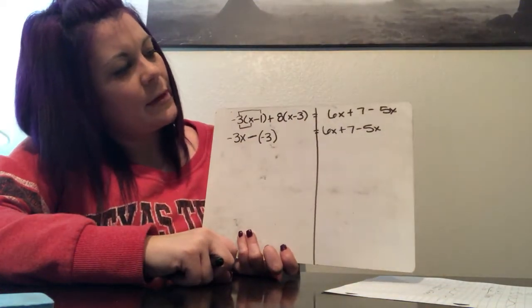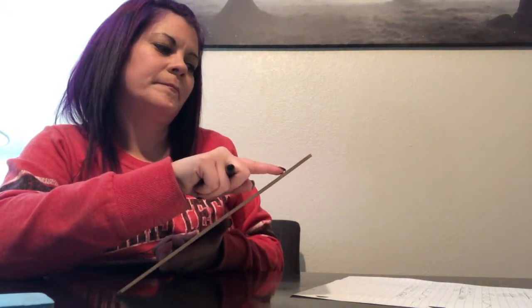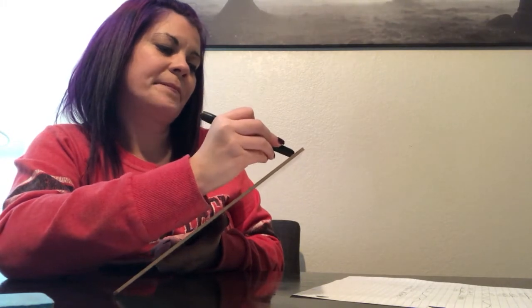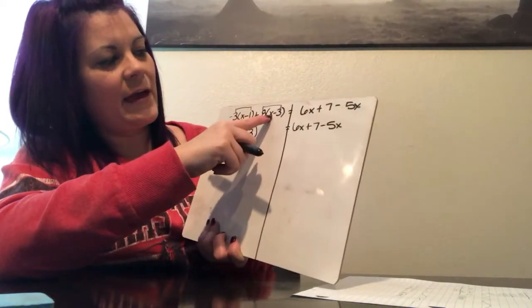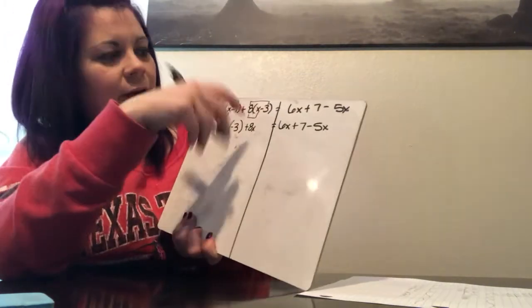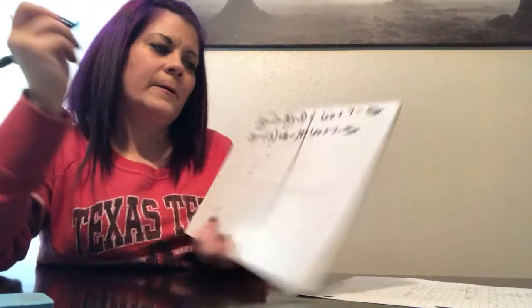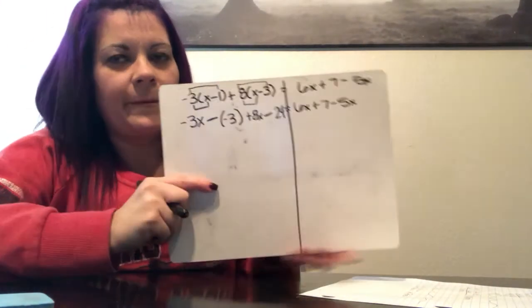Okay? And then I'm going to distribute the 8. So 8 times x is 8x, and it's going to be a positive 8x, so you can just write plus 8x. Then take that subtraction sign down, and 8 times 3 is 24. Okay, there is one thing I want to talk about here.